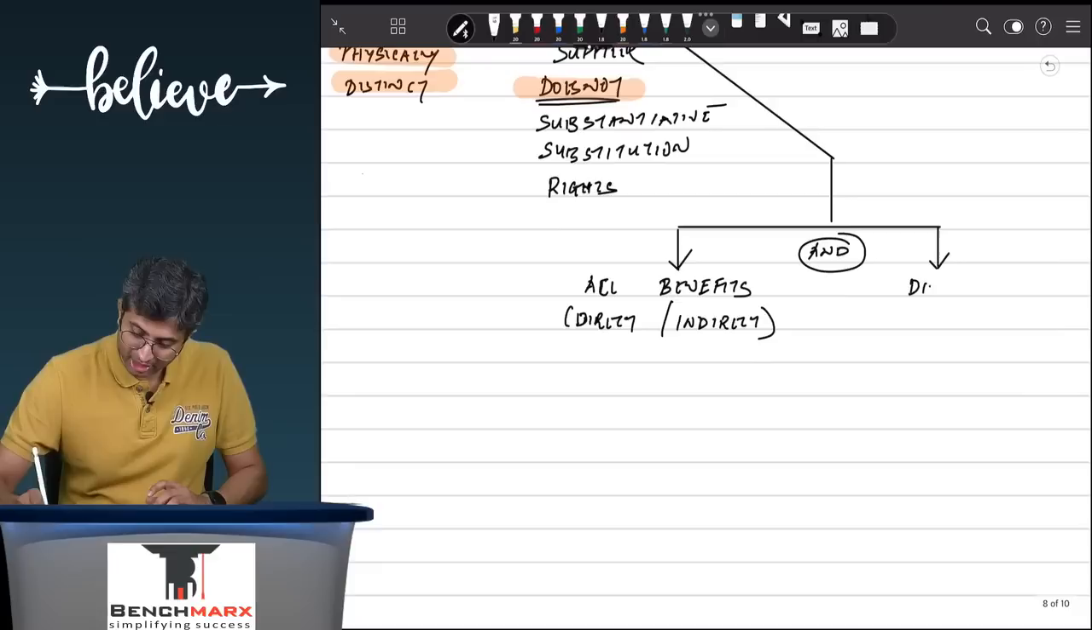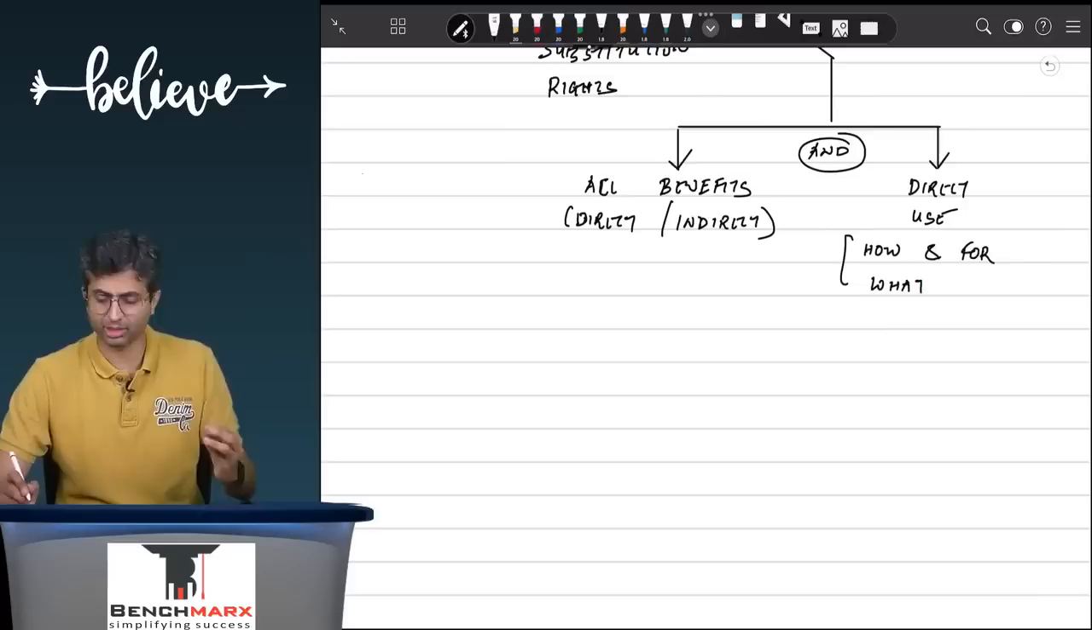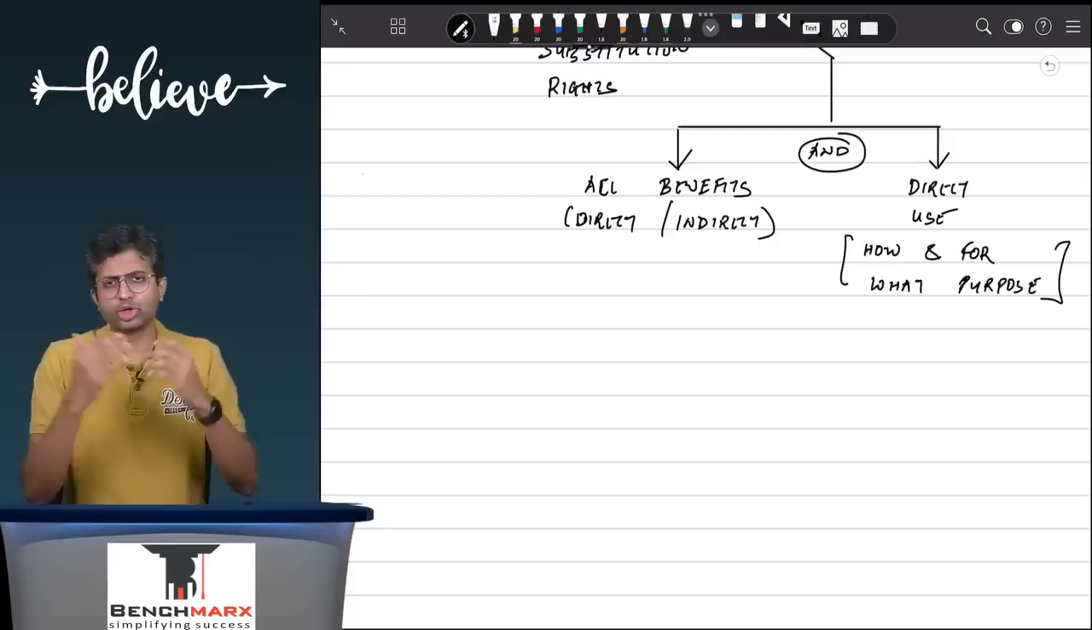You have the right to direct use when the important decisions on how and for what purpose the asset will be used, and when and where the asset will be used, are to be taken by the lessee. So, for example, if you take a car on rent, how is the car going to be used? For what purpose? Is it going to be used for your office commute? Is it going to be used for your traveling? That decision is going to be taken by you.